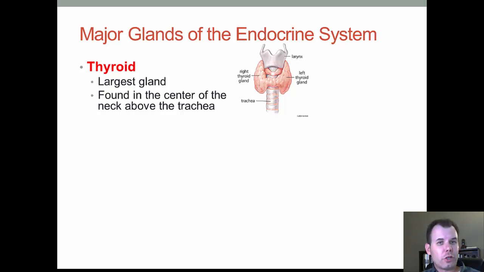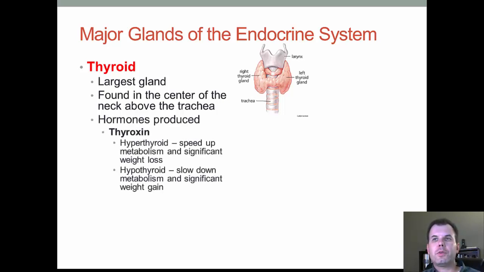This is technically the largest gland because it does sit very large in the neck. It's found in the center of the neck, above the trachea, okay? And it produces a number of hormones like the pituitary gland. But the two that are really important are the thyroxine, which regulates the metabolism and weight loss. So people will say, if I have hyperthyroid, I produce too much thyroxine, and so those are the people that can't gain any weight. They have this super fast metabolism. Everything they eat, they burn off right away, and they do have very significant weight loss issues and some other issues that we'll talk about.